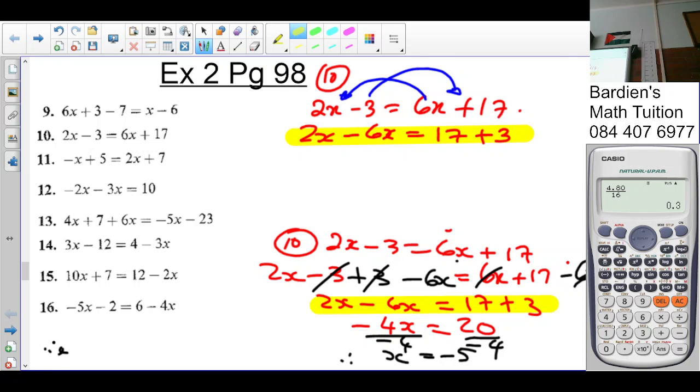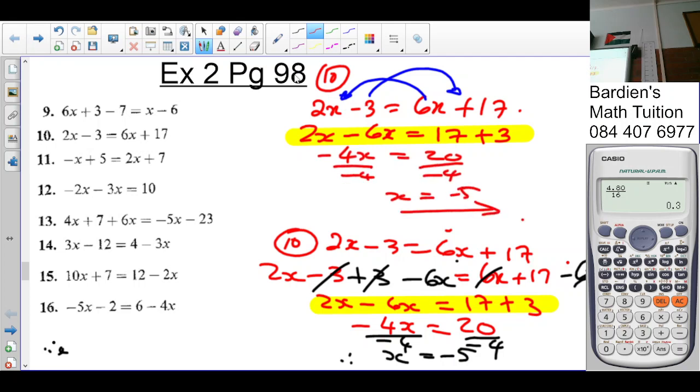Is that not the same? With less confusion? With less terms being written down? Not so? So, we add the like terms, gives us 4x. Negative 4x equal to 20, divided by negative 4 both sides. Exactly the same. Just quicker.